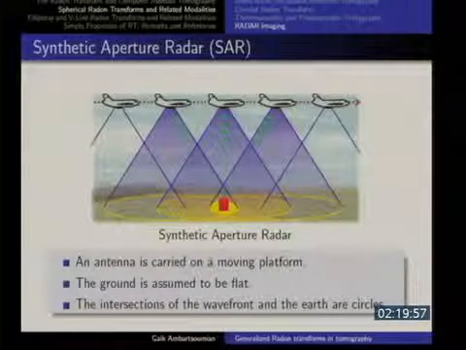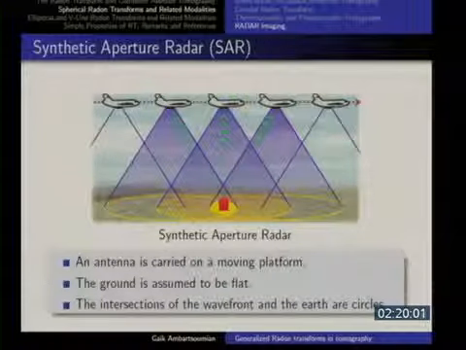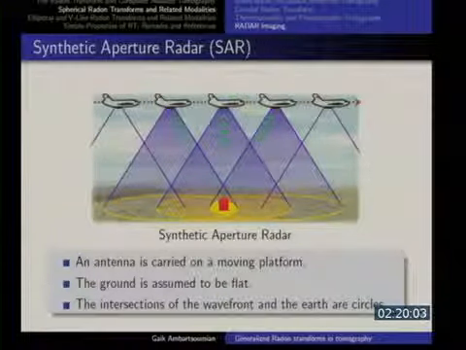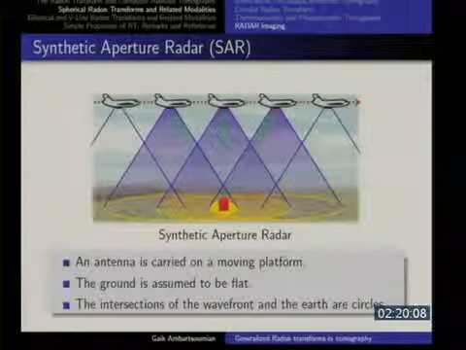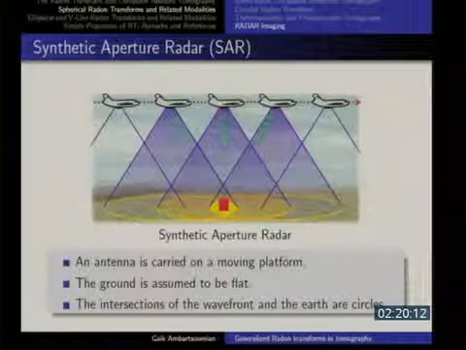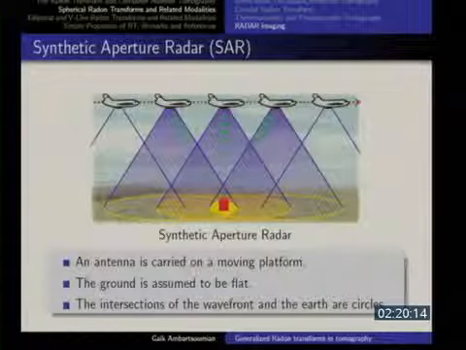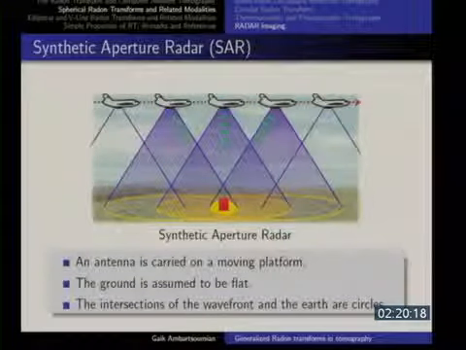Another imaging that is related to the spherical or circular Radon transform is synthetic aperture radar. This is when the airplane has a radar, it flies over the ground and it tries to image the ground. Either you're looking for enemy tanks hidden under the bushes, or you're trying to see deforestation, if somebody is cutting the trees, or something else, whatever you're looking for.